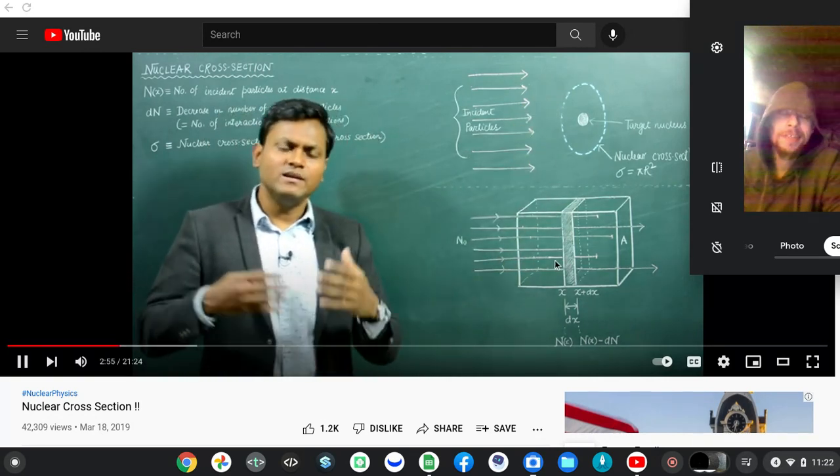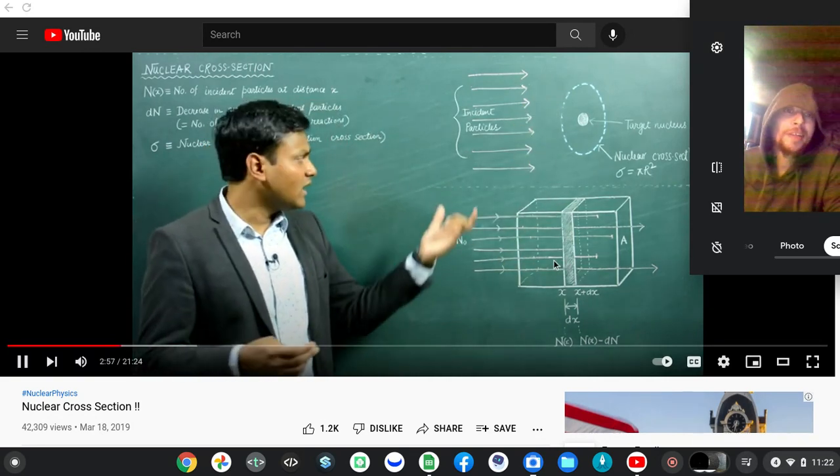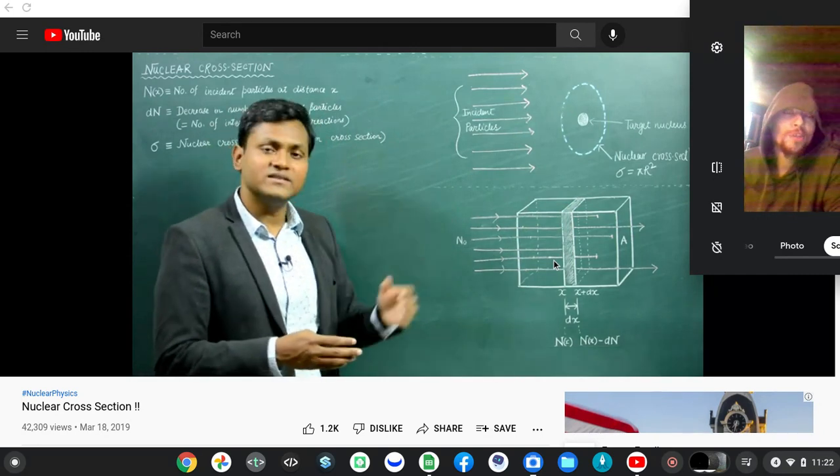around the nucleus depends upon various factors like the kinds of particles involved, the energy of the incident particles involved.